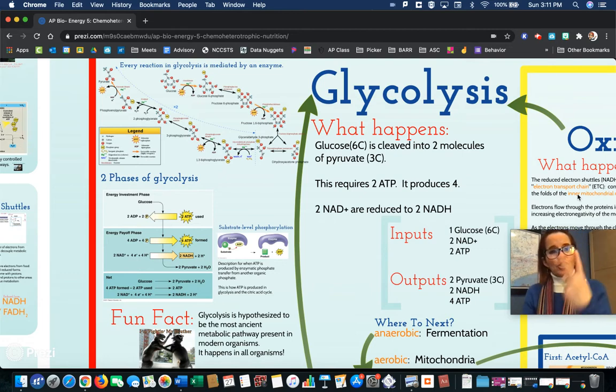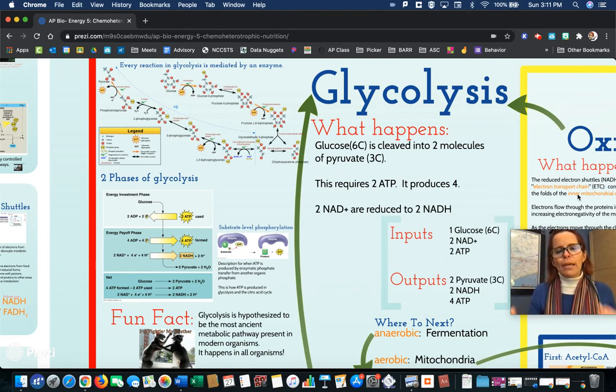It takes 2 ATP to break glucose in half, but in the process of glycolysis, we also make 4 ATP. So the net total amount of ATP is +2. We've actually produced 2 ATP. Now that's good, but that's not enough for a giant multicellular organism like us.